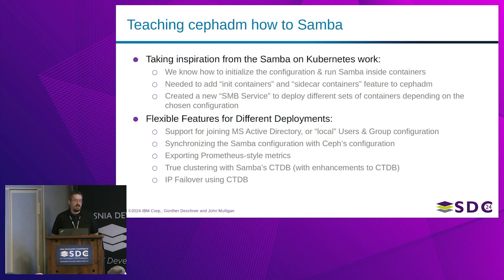We have a various number of combinations of features, and each of these is going to deploy a different set of containers. Active Directory will deploy sidecars for Winbind, for example. We have containers for monitoring metrics. We have synchronization with Ceph. And in particular, CTDB required a number of additional containers.